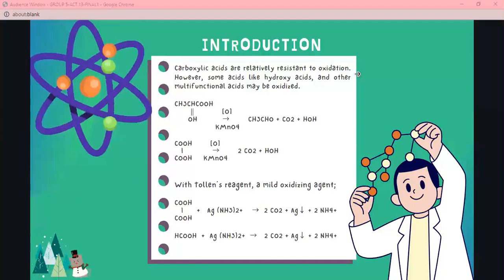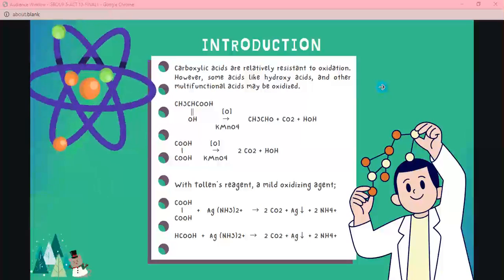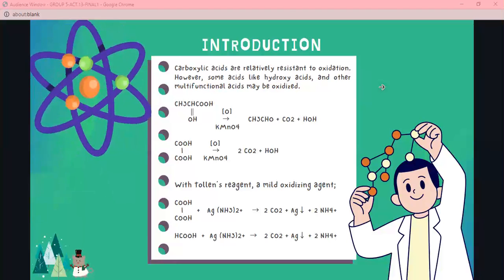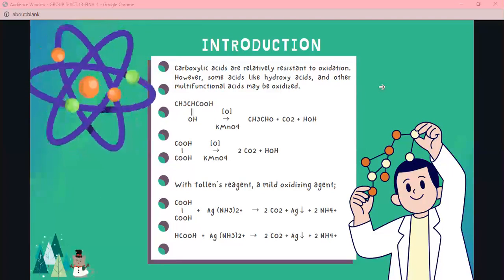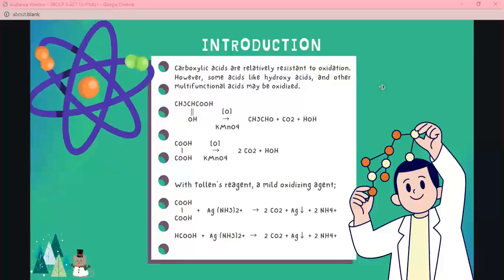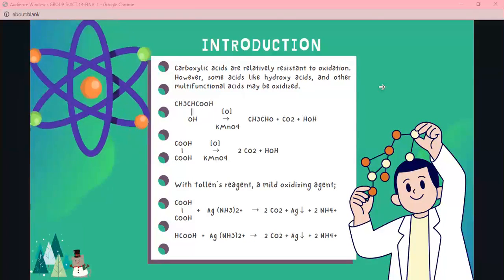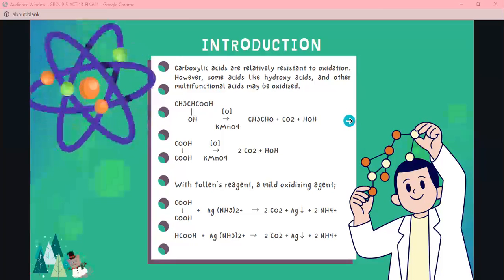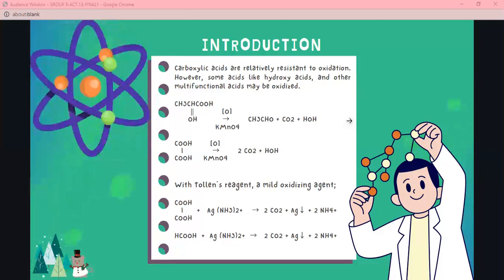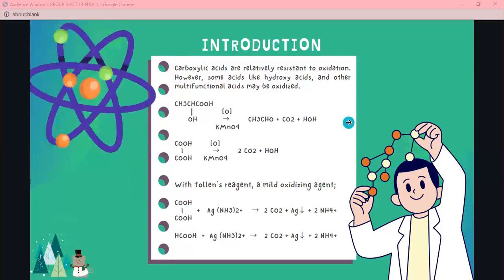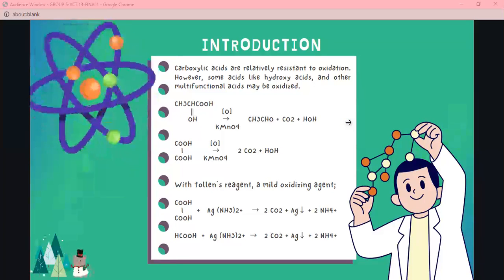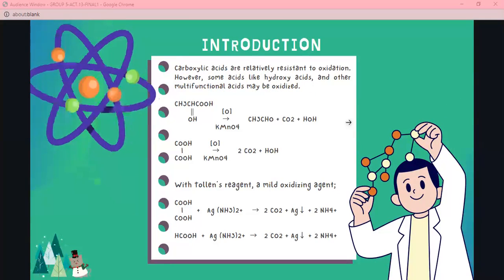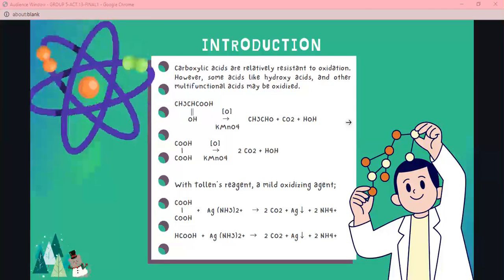Carboxylic acids are relatively resistant to oxidation. However, some acids like hydroxy acids and other multifunctional acids may be oxidized. So CH3 CH(OH) COOH oxidized by potassium permanganate gives CH3 CHO plus CO2 plus HOH. And then COOH bonded to COOH oxidized by potassium permanganate gives 2CO2 plus HOH.